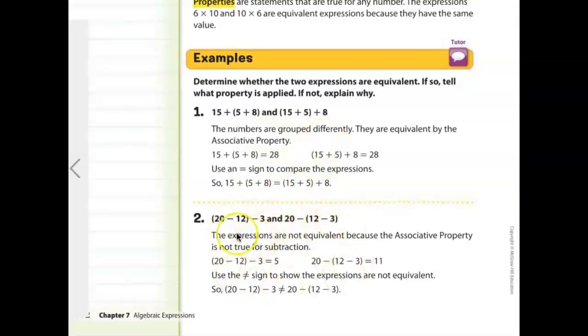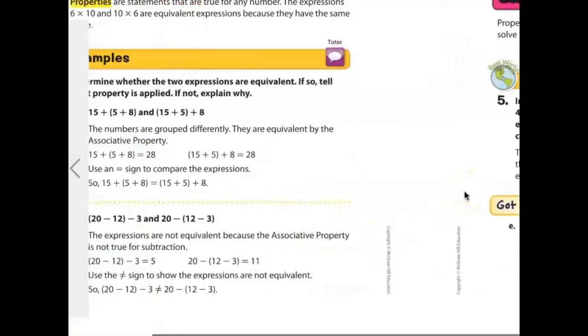But down here, that is not going to work. 20 minus 12 minus 3 and 20 minus 12 minus 3. The associative property does not work for subtraction. You can see if we subtract 12 from 20 we get 8, and minus 3 is going to be 5. That's not the same thing as 12 minus 3 is 9, 20 minus 9 is 11. So that does not work for subtraction. So those two things are not equal.